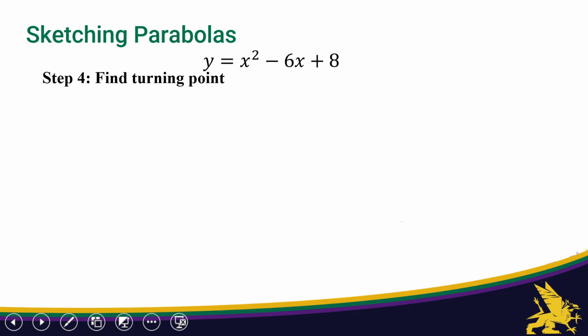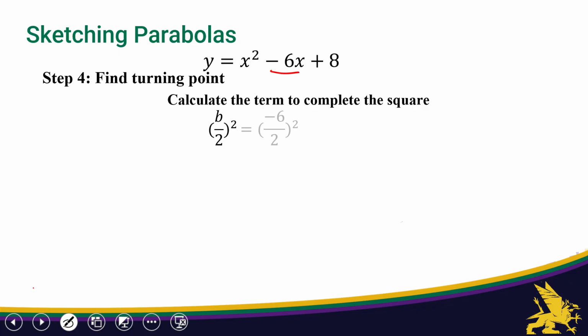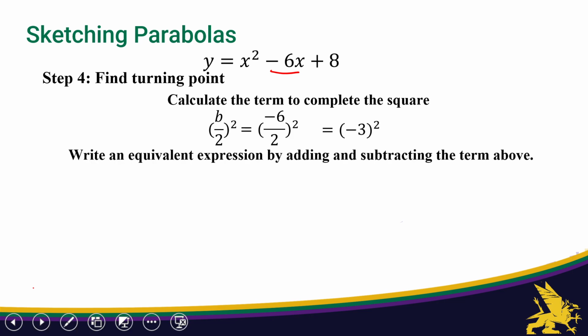The final step is finding the turning point. So this means we need to complete the square. Complete the square means we need to know what b over 2 squared is. In this case, b will be negative 6. So it's negative 6 over 2 squared. That simplifies down to negative 3 squared. The next step is we are just going to add and subtract this into the equation.